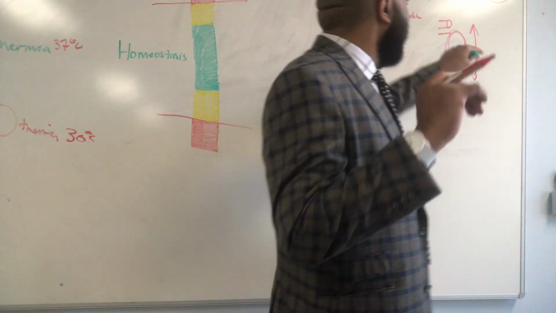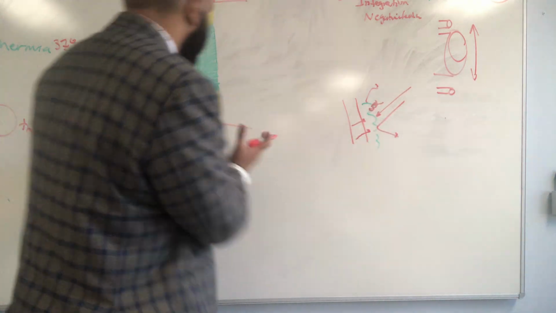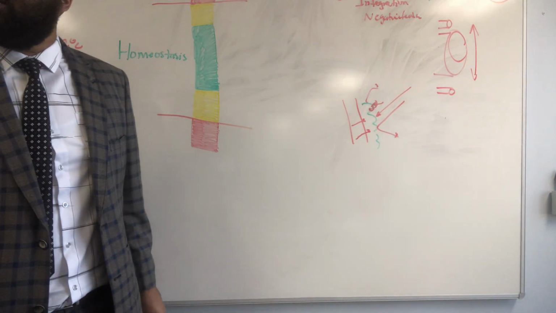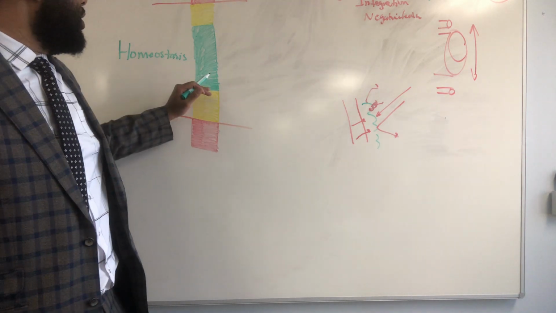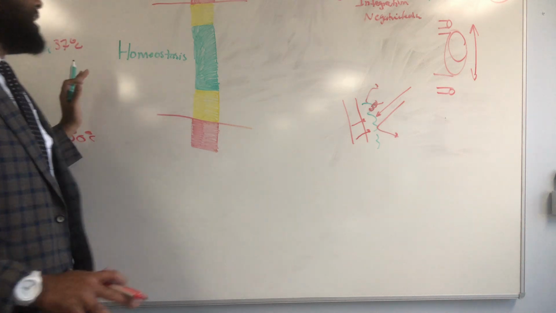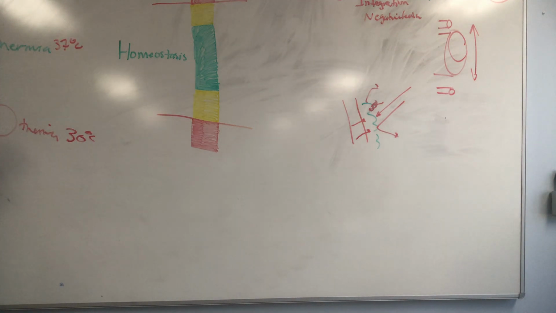And then when the shivering helps us go up from hypothermia to homeostasis, we've got to what? Stop. Otherwise, we're going to go up into hyperthermia. So that's an example of the variable temperature. There's another variable, pH.